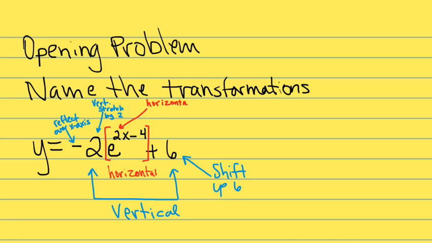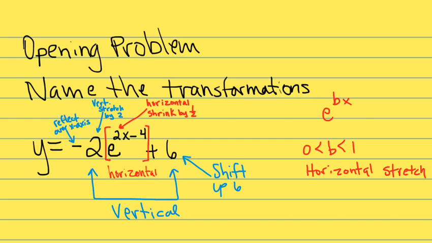With that said, I'm going to put some notes up here that you may or may not know. If you have e to the bx, we're talking about the coefficient of x. If b is less than 1, it's a horizontal stretch by 1 over b. So if I had e to the 1/2 x, that would be a stretch by a factor of 2. On the other side, if b is greater than 1, then it's a horizontal shrink by a factor of 1 over b. So it's backwards and upside down for you.